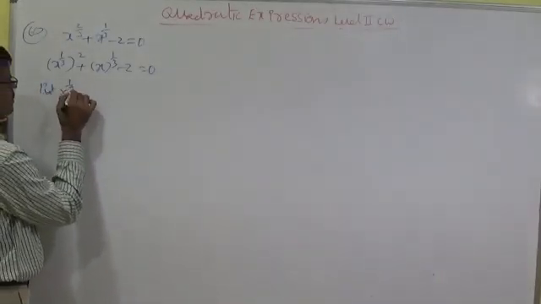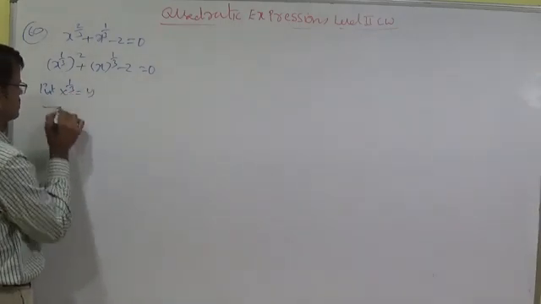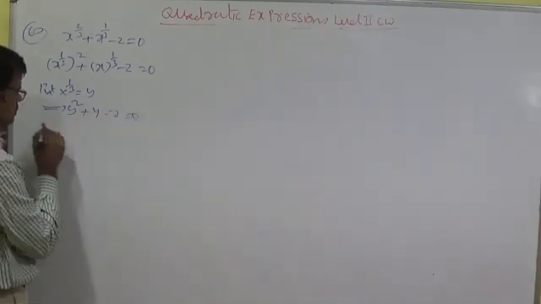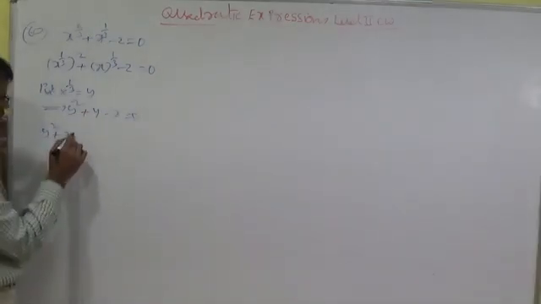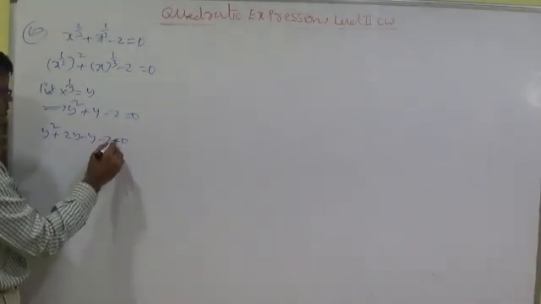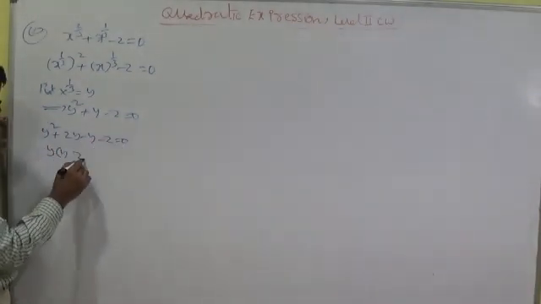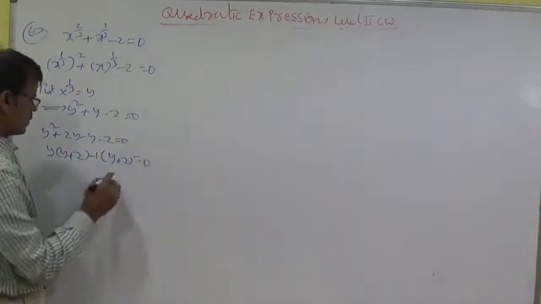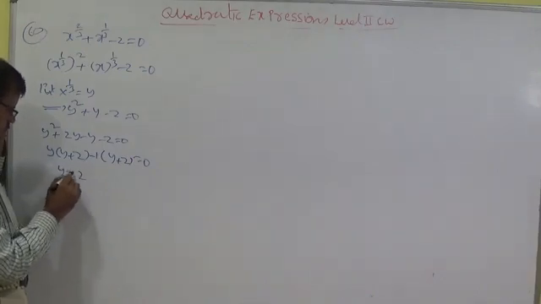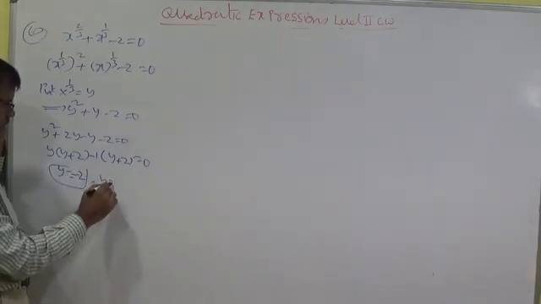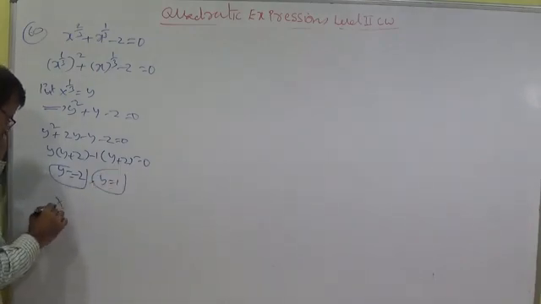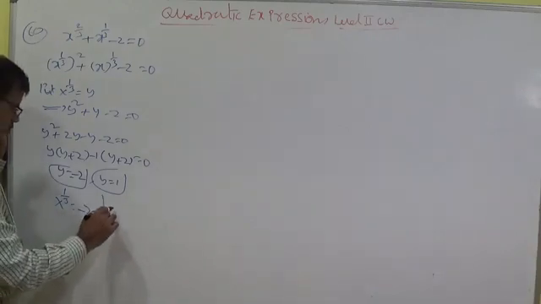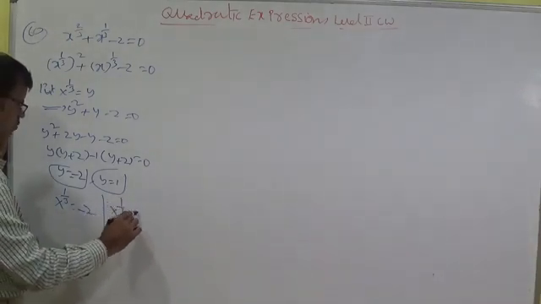Put x power 1 by 3 equal to y. It is a real number, no problem. y square plus y minus 2 equal to 0. y square plus 2y minus y minus 2 equal to 0. Taking y common, y plus 2, and minus 1 common, y plus 2, equal to 0. So y is equal to minus 2, y is equal to 1. So x power 1 by 3 equal to minus 2 and x power 1 by 3 equal to 1.